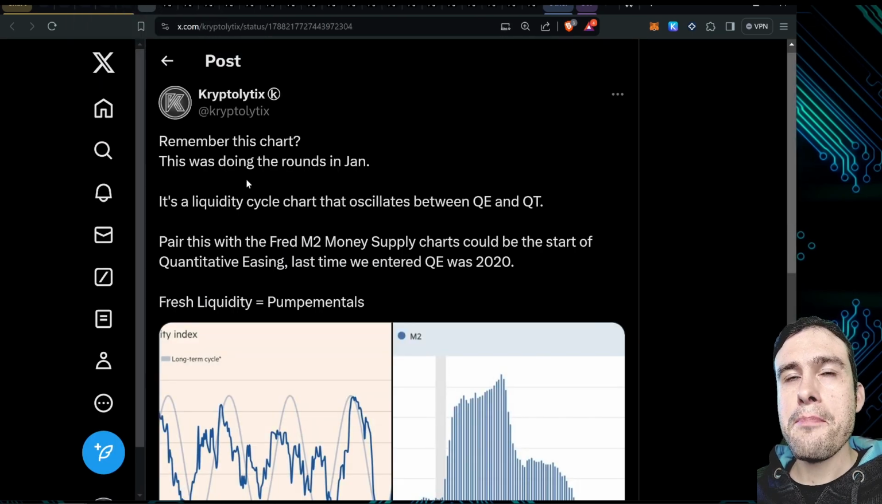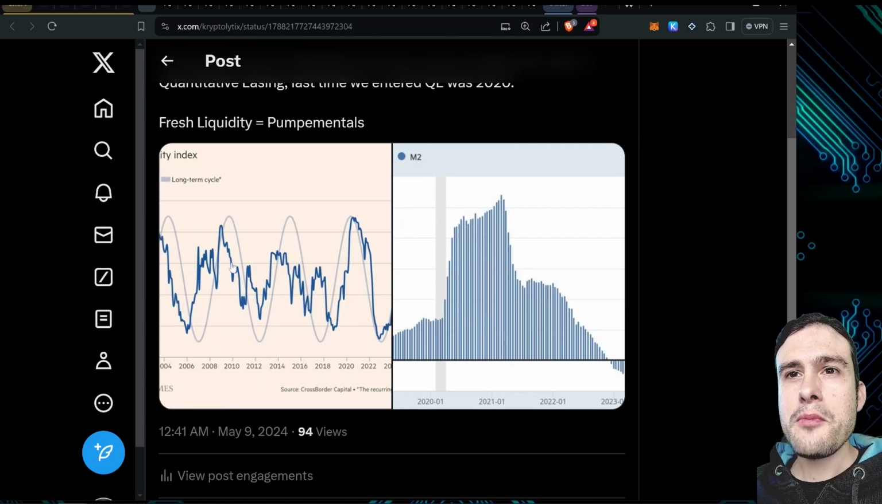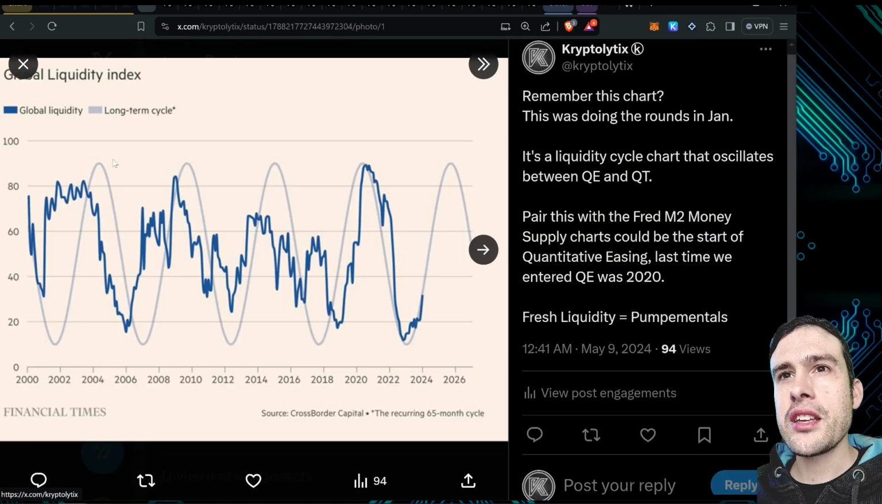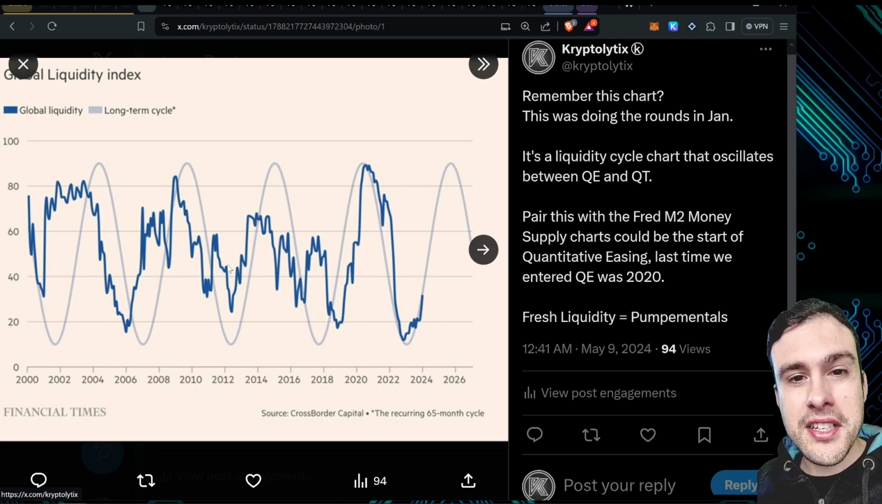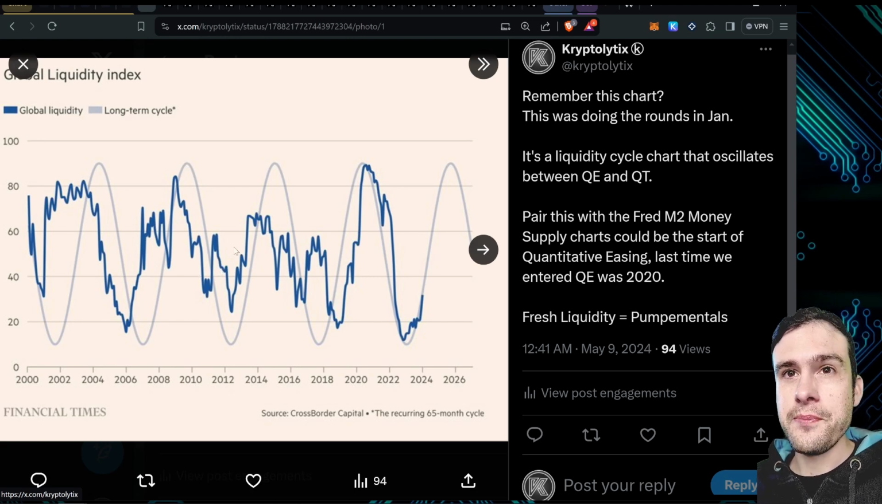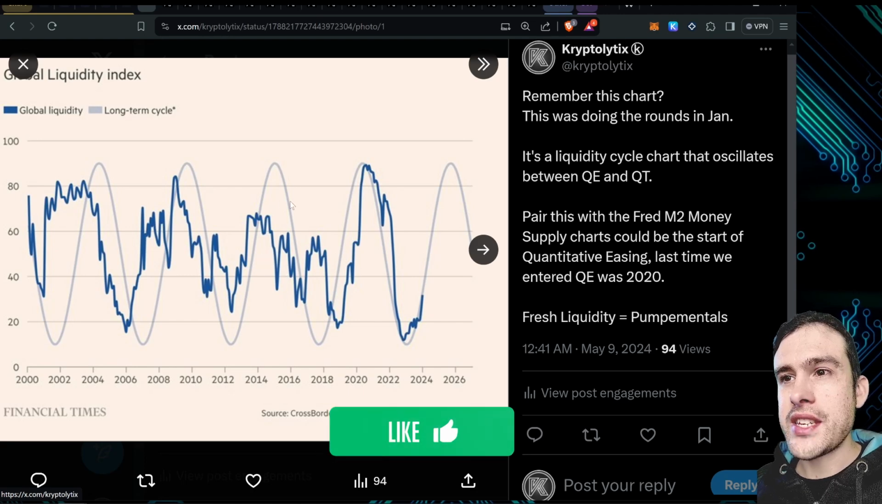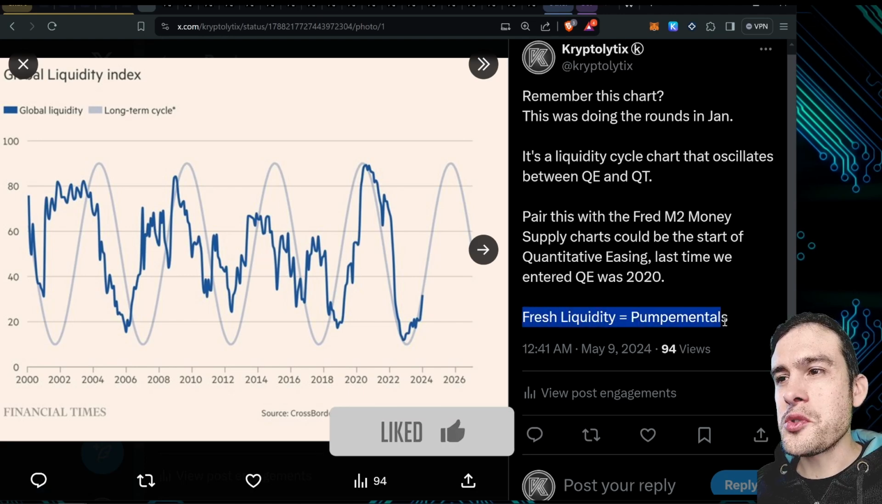Let's cover some macro stuff. Does anyone remember this chart? This was circulating around at the start of the year. It's an oscillator of QE, or quantitative easing, and QT environments, which is quantitative tightening. Tightening or QT is the Fed increasing interest rates, reducing their balance sheets, tightening liquidity within the system, right? And quantitative easing is printing money and injecting liquidity into the system. Generally speaking, in a QE environment, it's quite bullish for risk assets, because fresh liquidity equals pumpermentals.